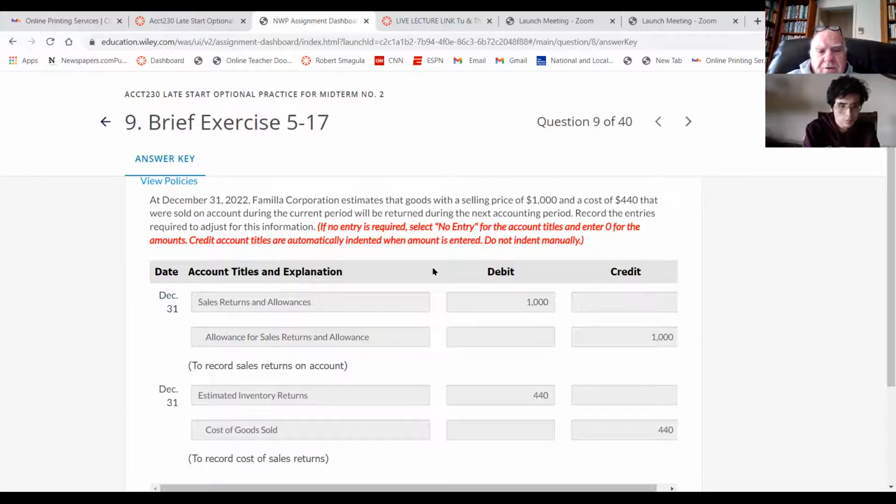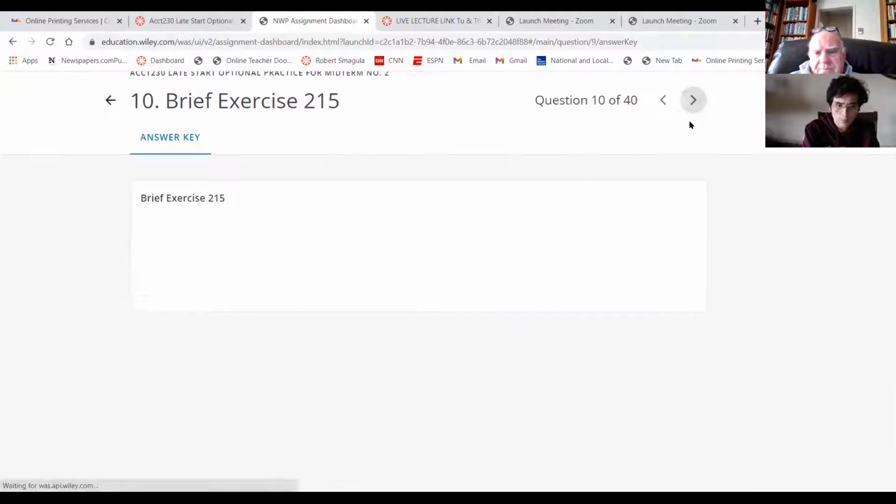But what you're doing here is you're anticipating sales returns. So you're going to debit sales returns and credit that allowance for sales returns. And you're anticipating the inventory returns with this estimated inventory. I'm going to tell Cornelia that if this question comes up on the test, we should ignore it because I really didn't go into that, and I don't think the other teachers do.